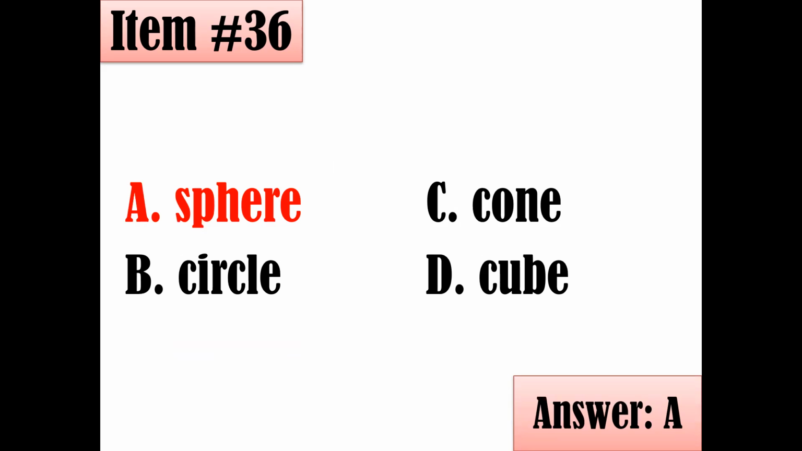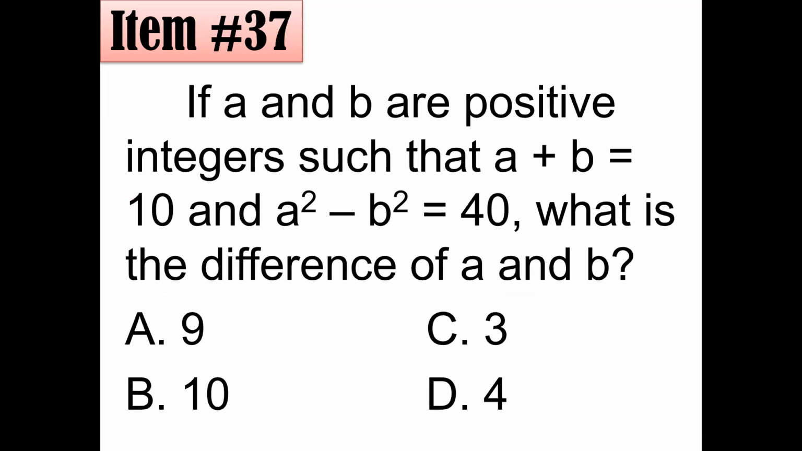Actually, it's more of an oblate spheroid. But among the choices, I believe that sphere is the closest. A circle is a two-dimensional figure. Our world, the Earth, is a three-dimensional figure, so we will not choose circle. It's more of a sphere, particularly an oblate spheroid. Okay, letter A.